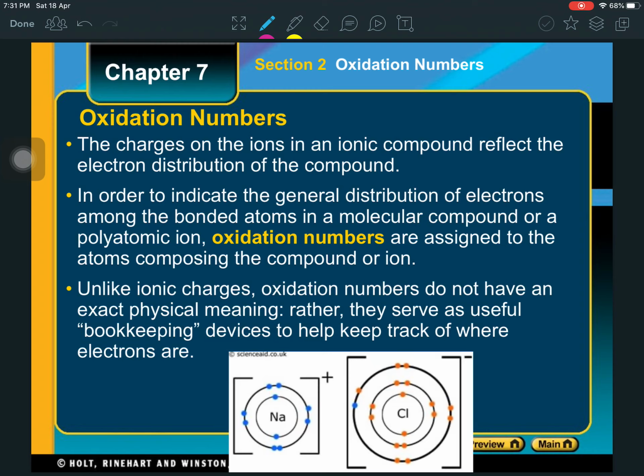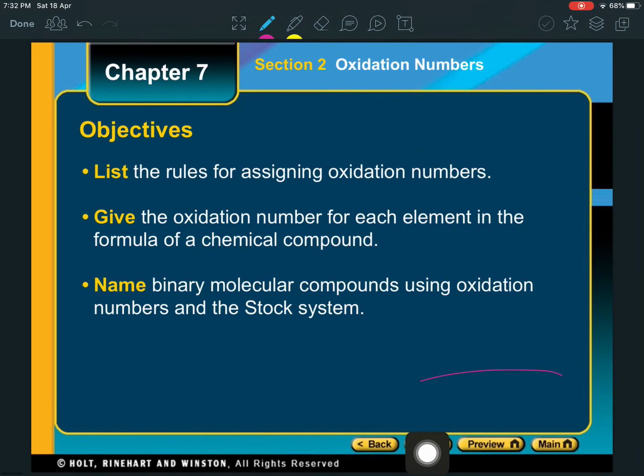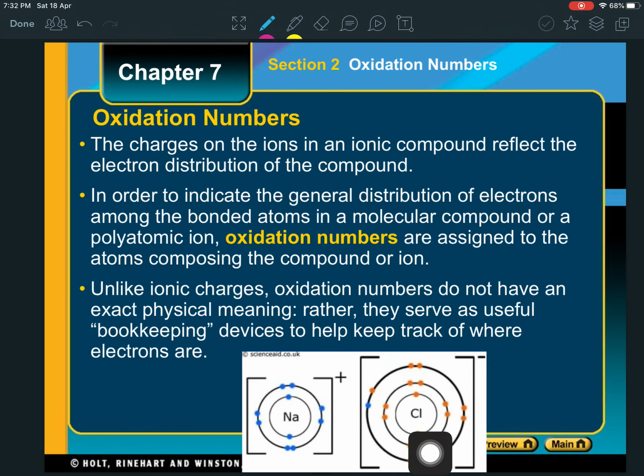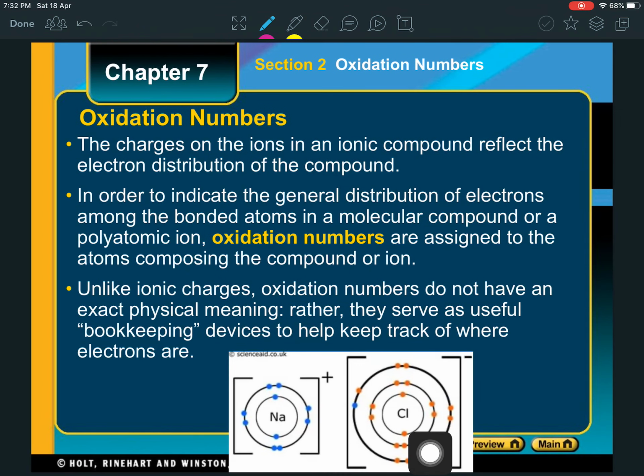Okay? So the charges on the ions in an ionic compound reflect the electron distribution of the compound. So remember, oxidation numbers are just the electron distribution within the compound. So when I look at this compound, sodium chloride, I can clearly see that the sodium has a positive and the chlorine has an extra electron, which is a negative charge, right? So in order to indicate the general distribution of electrons among the bonded atoms in the molecular compound or a polyatomic ion, oxidation numbers are assigned to atoms.